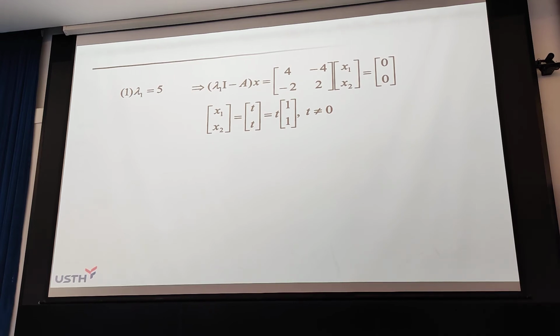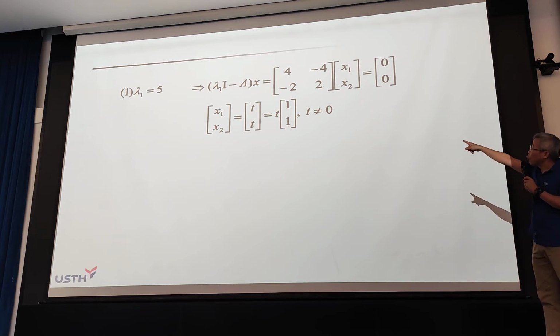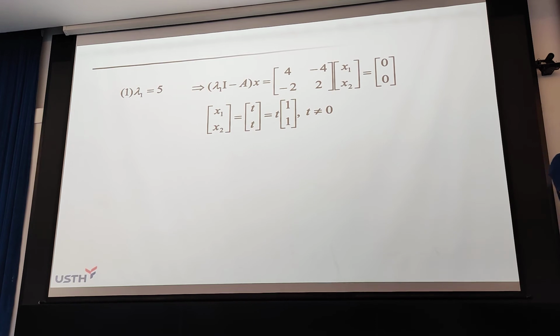And I would like to tell you, you need to write that t must be non-zero. Why? Because an eigenvector must be non-zero. If you choose t equals 0, then the solution will become the trivial solution. And that is not an eigenvector.